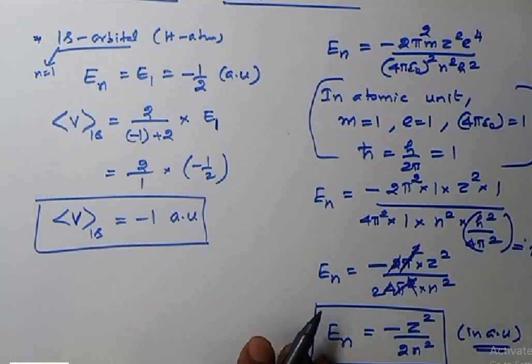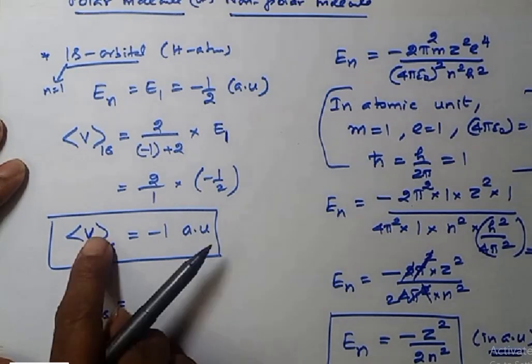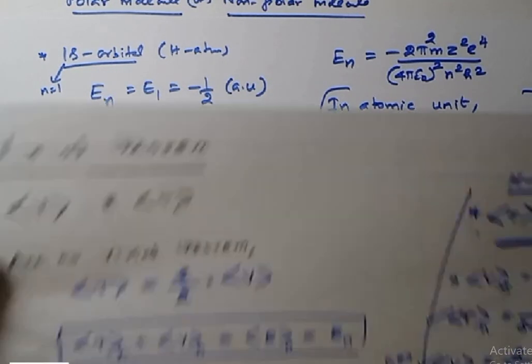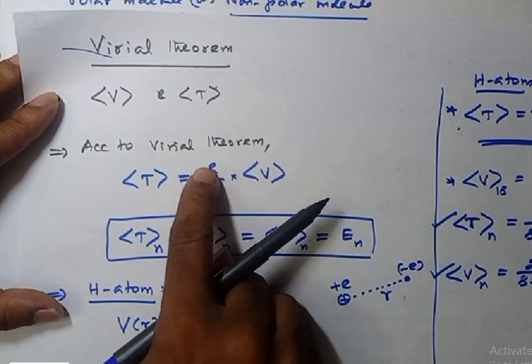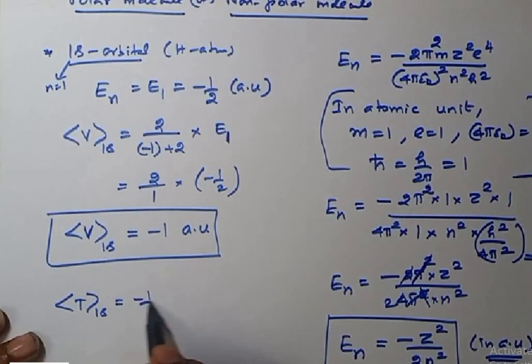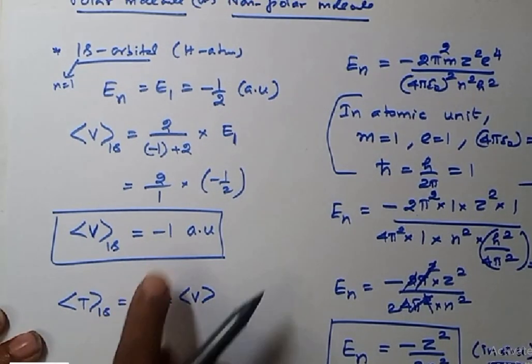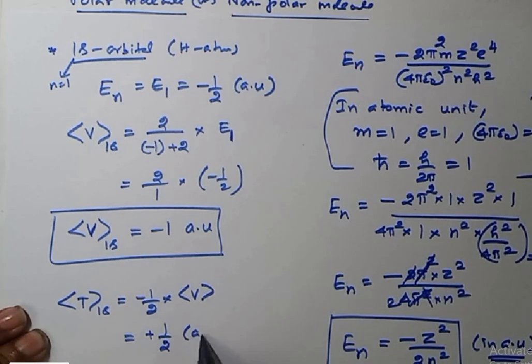Okay, take it. What is the average kinetic energy of the electron in the 1s orbital of the hydrogen atom? What is the relation between kinetic energy and potential energy according to the Virial theorem? Minus 1 by 2 potential energy, since the S value is minus 1. So minus 1 by 2 into the average potential energy, which is minus 1 for the 1s orbital. So minus 1 into minus 1 by 2 gives plus 1 by 2 atomic unit. Okay, take it. It's very simple but very, very useful.